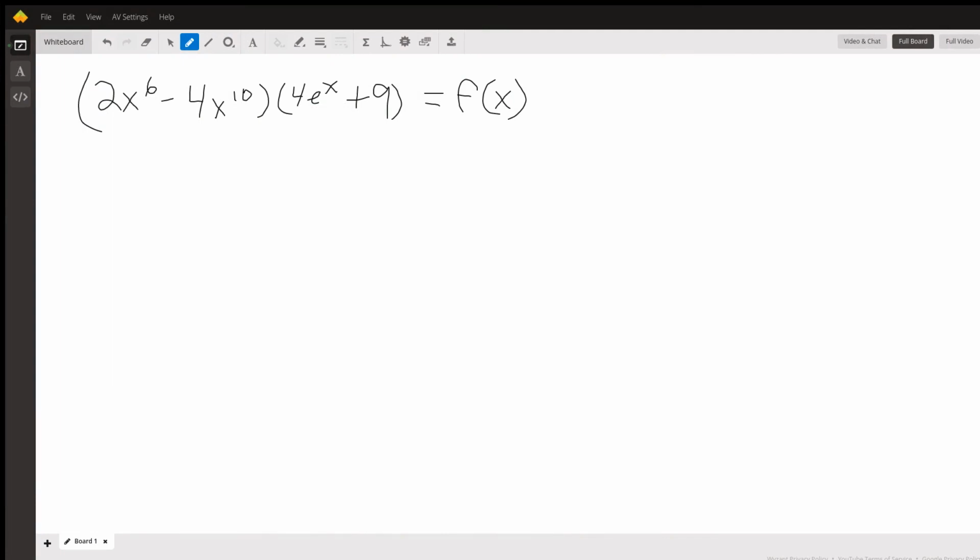The question says f of x equals (2x to the 6th minus 4x to the 10th) times (4e to the x plus 9). It asks to find the derivative of this function. F prime of x is what the question asks to find.